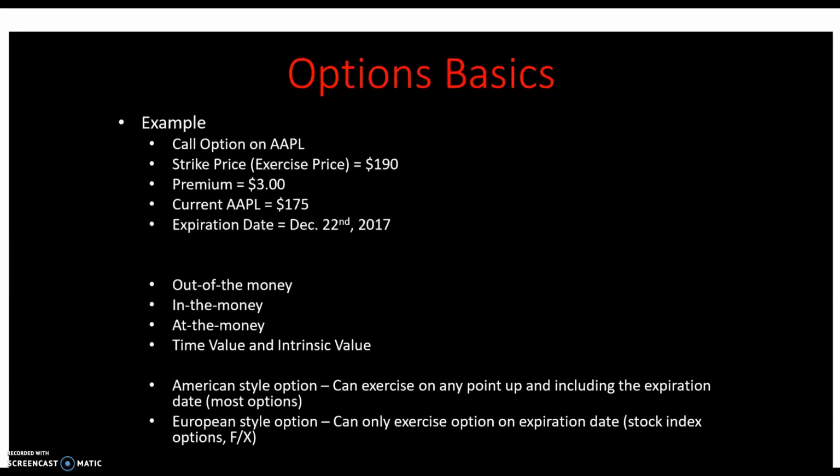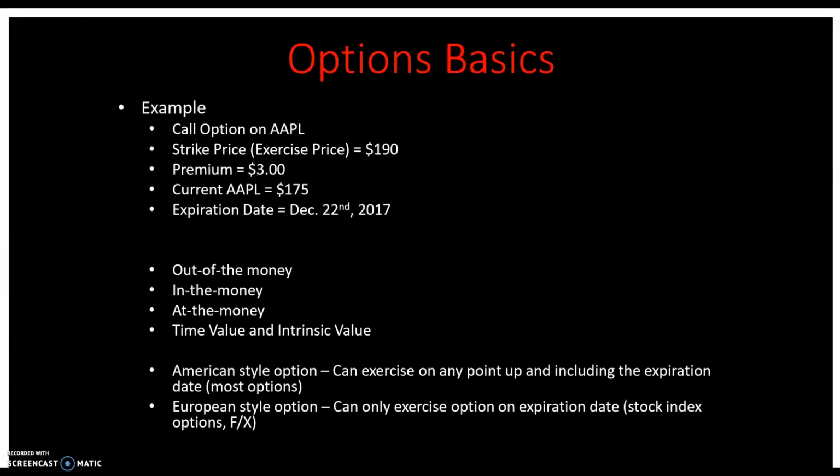So here's the next slide, options basics, slide number 3. Here we're going to walk through an example. Here is an example of a call option on Apple stock. The strike price, or the exercise price, is going to be $190. The premium, what the writer of this option is selling this for, is $3. The current Apple stock price, right?